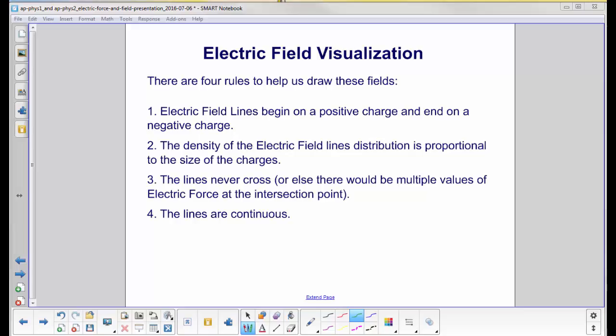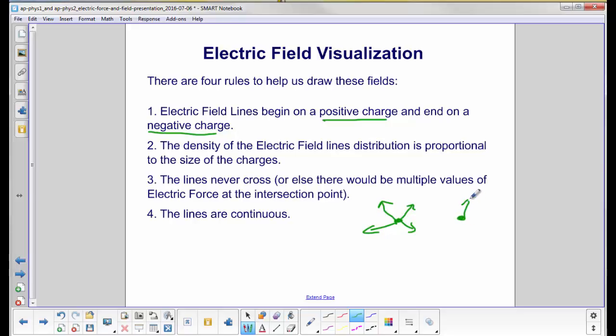There are 4 rules to help us draw these fields on a piece of paper. Electric field lines always begin on a positive charge and end on a negative charge. The density of the electric field lines distribution is proportional to the size of the charges. So if I wanted to show the electric field due to a positive charge here, it starts on a positive charge and goes out like that. These lines should all be the same size, but that's close enough.